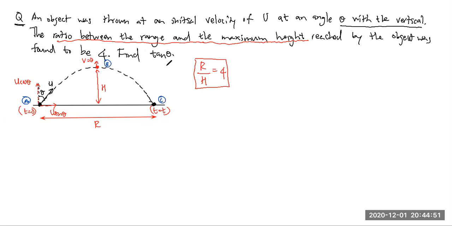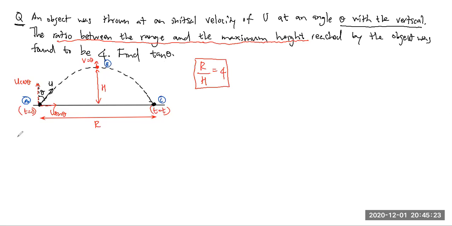Find tan theta. All right, so we have taken A, B, C as 3 different points: starting point, finishing point, maximum height. Maximum height is taken as capital H. Horizontal range is taken as capital R. Therefore, according to the underlined part in red, R over H is 4. The ratio is 4. And time of flight is taken as T. So we are trying to get an equation for R and H in terms of u and theta, and let's see if we can find something for tan theta.